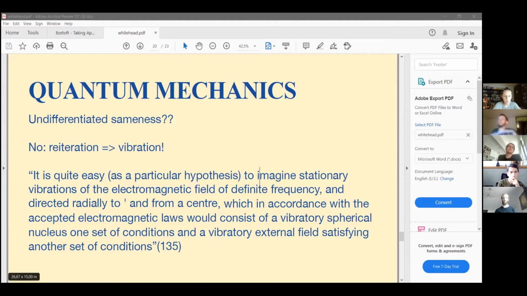But actually, this is the prophetic passage that I would like to read. It is quite easy as a particular hypothesis to imagine stationary vibrations of the electromagnetic field of definite frequency and directed radially to and from a center, which in accordance with the accepted electromagnetic laws would consist of a vibratory spherical nucleus, one set of conditions, and a vibratory external field satisfying another set of conditions. Sorry, it's not a good quote, I wrote it wrong. Basically, the way I gather this is the quantum field theory, kind of halfway. But yeah, can you go on?